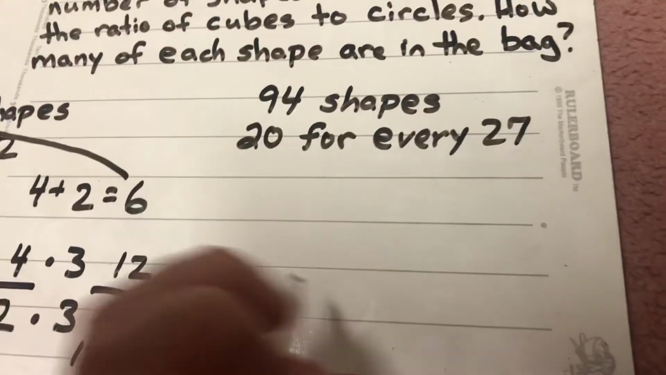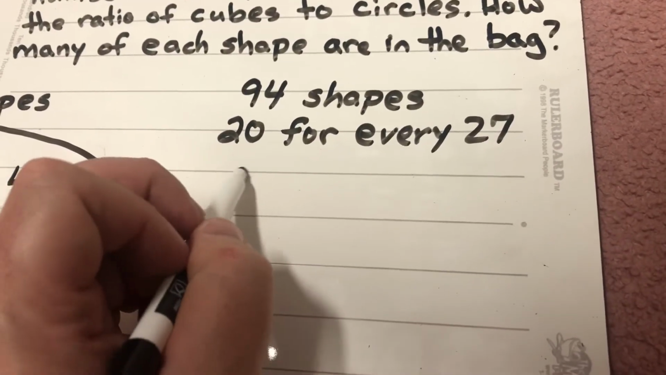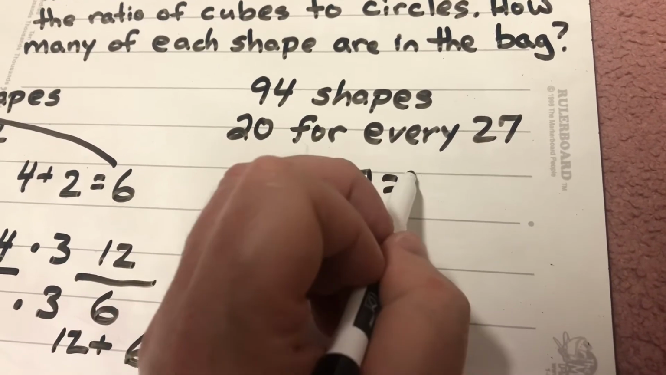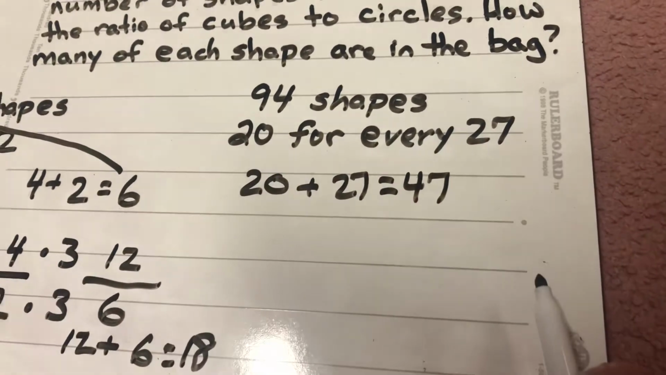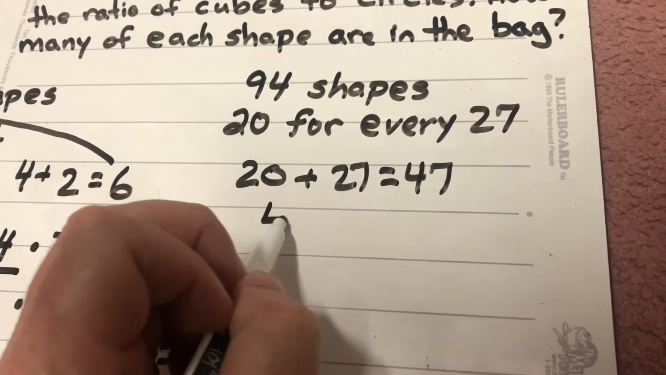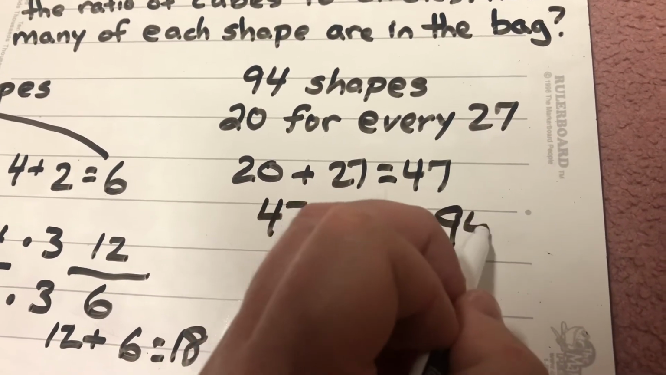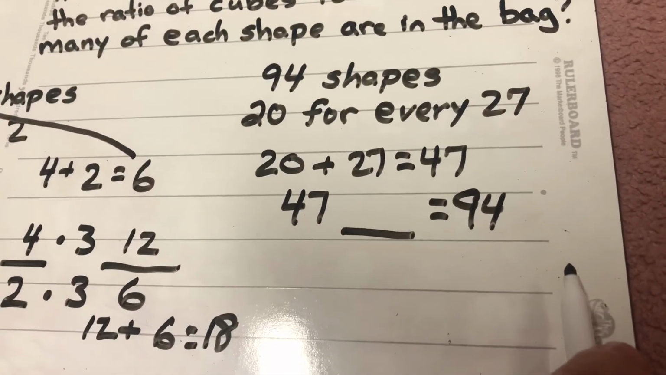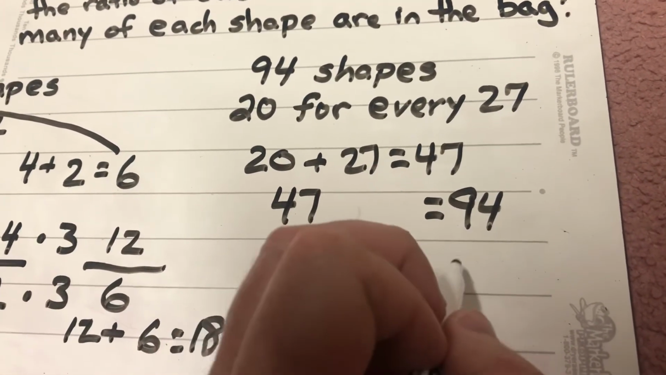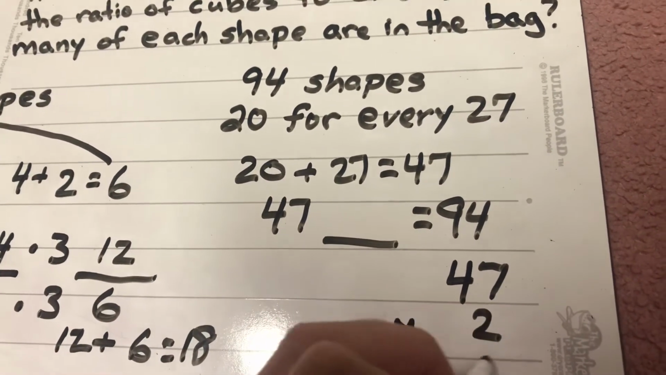94 shapes in the bag, 20 for every 27. So the first thing I want to think about is, well, what is 20 plus 27? Well, 20 plus 27 equals 47. All right, and then I think, well, what did I do to 47 to get 94? Well, I'm thinking it's all about multiplication and division. Remember, we're not adding. So I'm thinking, well, I must have multiplied because it's getting bigger. And so I'm going to just try 47 times 2 to see what I end up with.